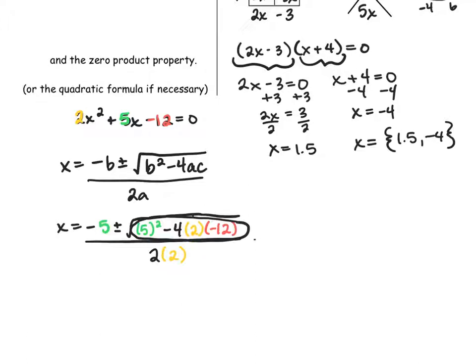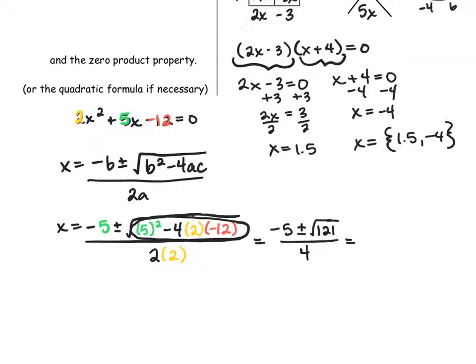When I do that, I get 121. So I'm going to bring everything else over simplified. So I've got negative 5 plus or minus the square root of 121, all divided by 2 times 2, which is not 2, which is 4.